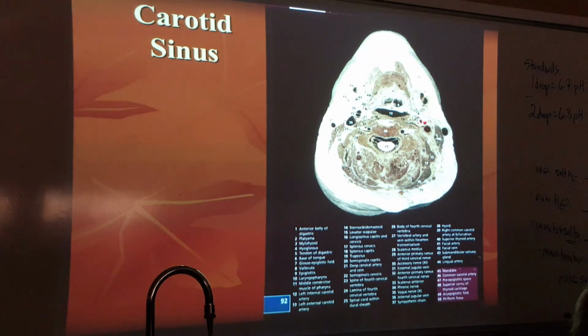This person was either tilted a little bit or was slightly asymmetric. And here we have the internal jugular veins. The external jugular veins you can actually see on the surface of the body, in a lot of people anyway.